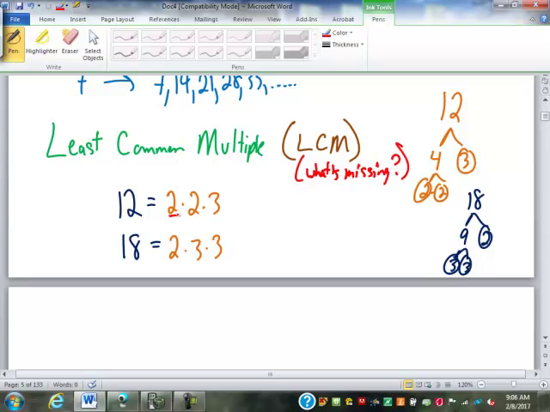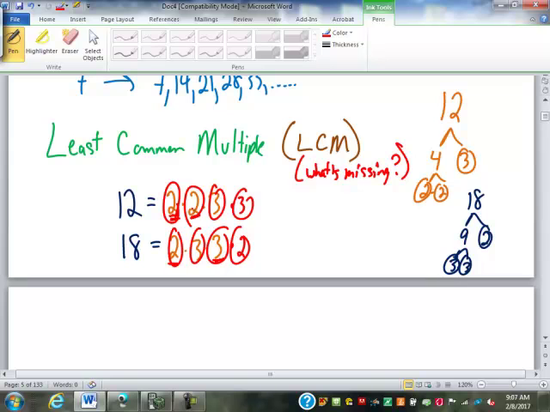So they each have a 2. We find the ones that are in common. They both have a 2. And they both have a 3. But you notice there's stuff that isn't circled yet. Those are the ones that are not in common. This one has a 2. This one does not. So we're going to have to multiply that by 2. Now they both have a 2. Does that make sense? The second 2. This one's got a 3. This one does not. So I'm going to multiply this one by 3. Now they both have a second 3.